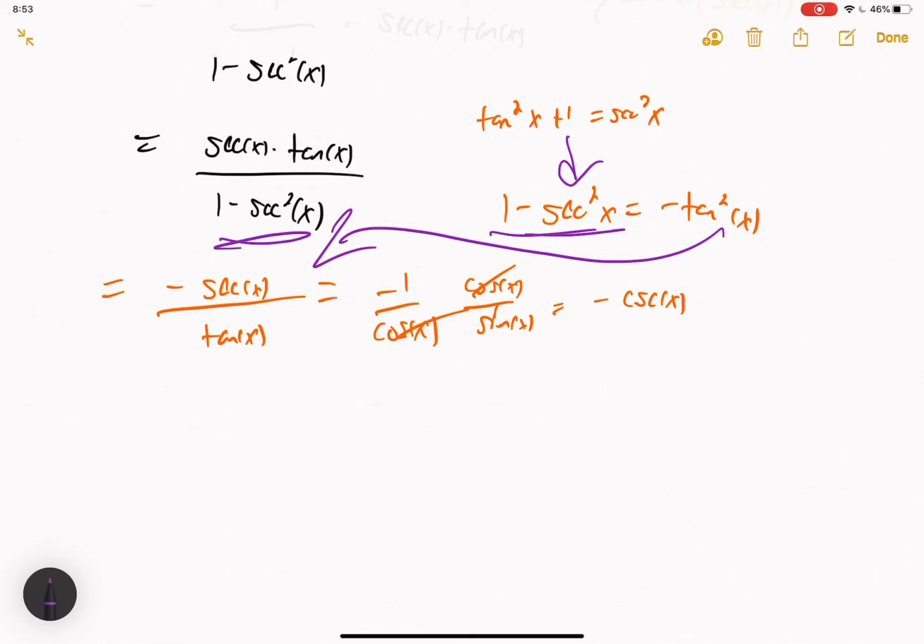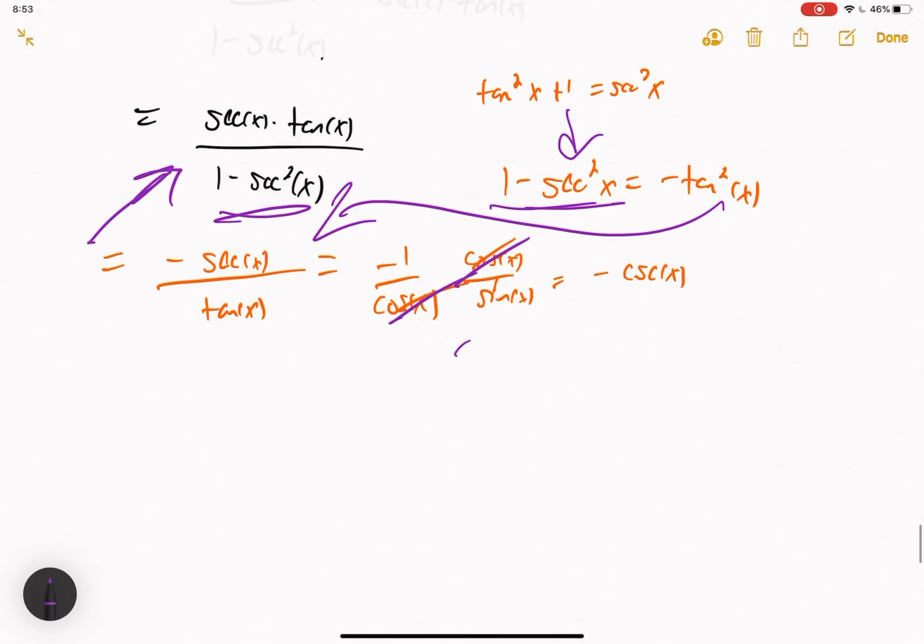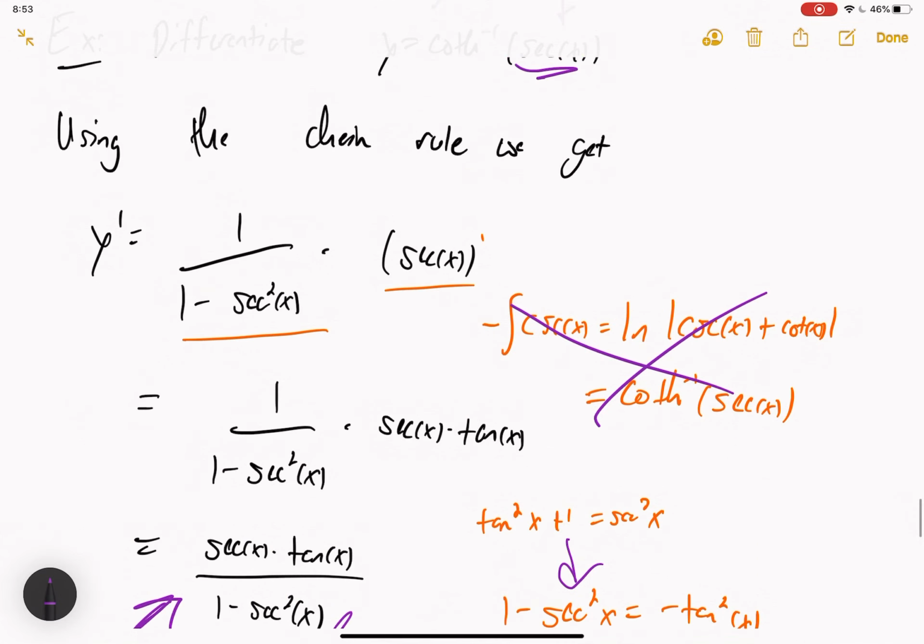Secant is just 1 over cosine. Tangent is just sine over cosine. So these cosines will cancel, and you're left with negative cosecant of x. But really, you can stop there. I don't really expect you to do more algebra. I just wanted to keep going because I thought it was pretty interesting.